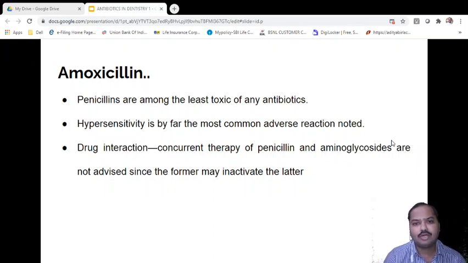Then the broad spectrum penicillins alter the natural bacterial flora of the oral cavity as well as the GIT. They result in superinfection with resistant bacteria, colonization by opportunistic pathogens and fungal infections, or maybe causing pseudomembranous colitis also. Now, interaction of this drug with others can be seen with aminoglycosides, so they are not advised to be given together.